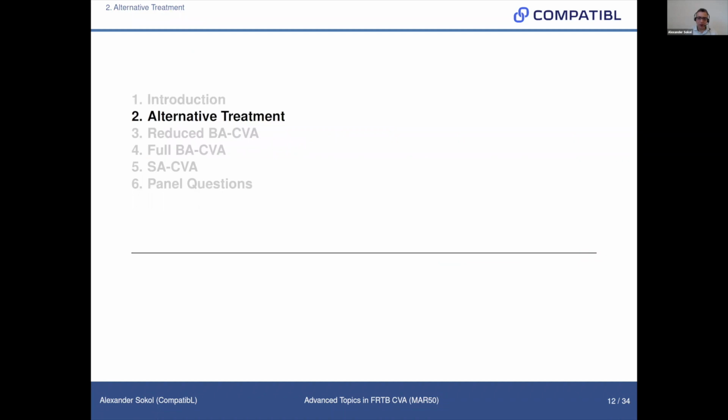Right, now let's go through the frameworks that are available in the MAR50 document. And we'll start from what's called the alternative treatment. Then we'll progress to reduced BA-CVA, full BA-CVA, and finally it will culminate in standardized for CVA. And then we'll go to the spreadsheets in the panel.